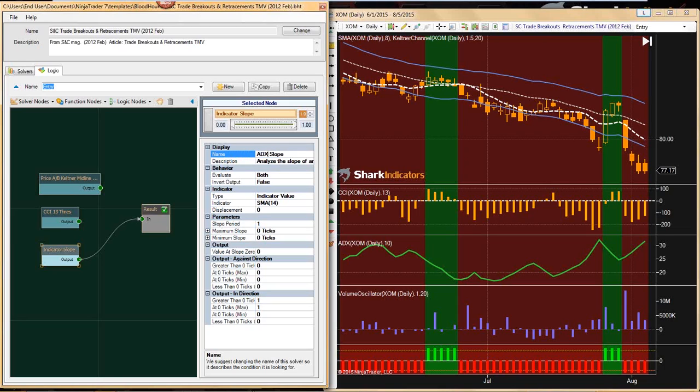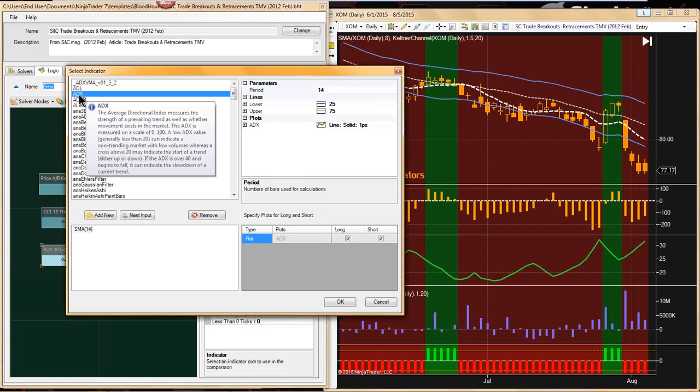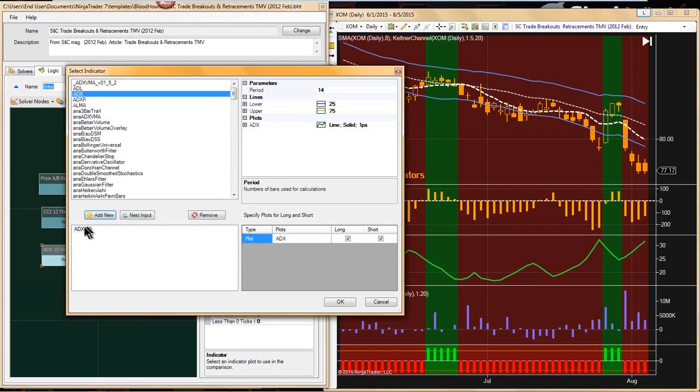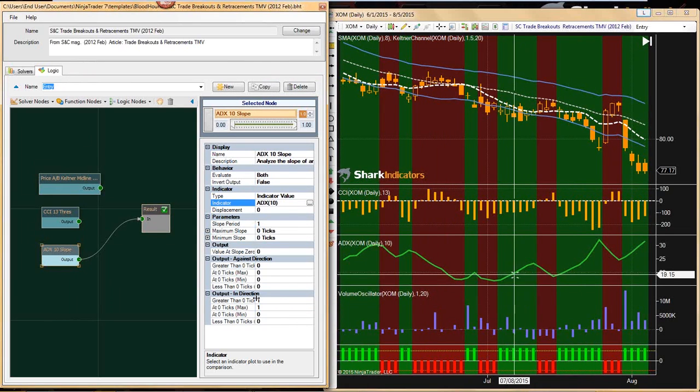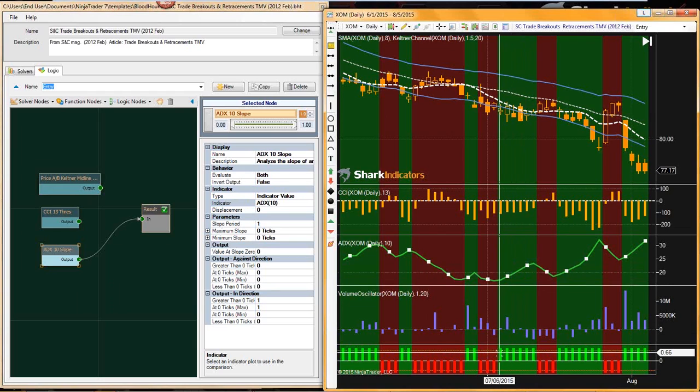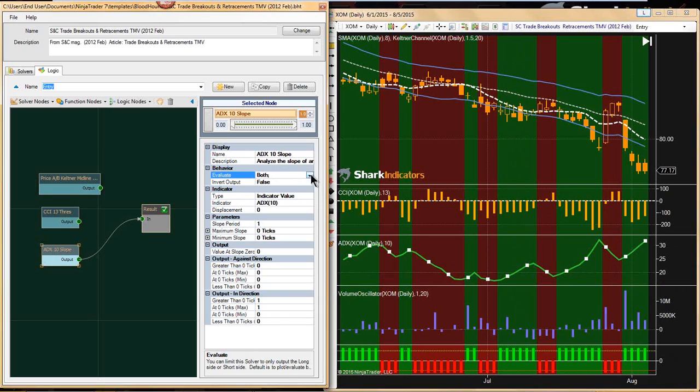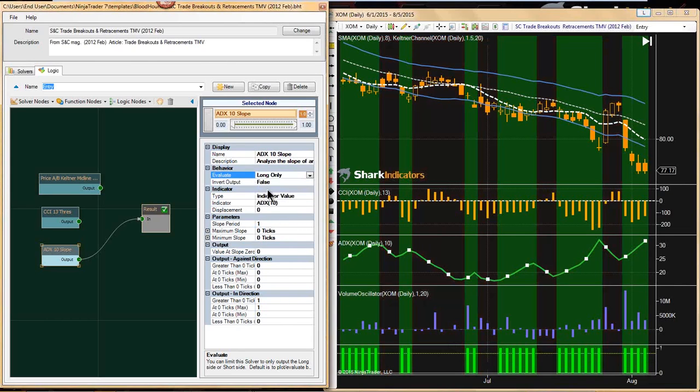Right, so ADX, and we're using a 10 period in this case. So let's go change this to the ADX. There we go. All right, change the period to 10. Now, we're only interested when the ADX is sloping up, so we're only interested when we get a long output here. So what I'm going to do is set the evaluate to long only.